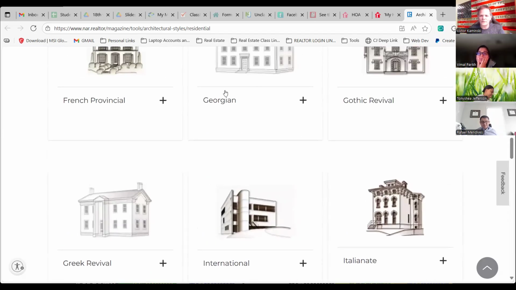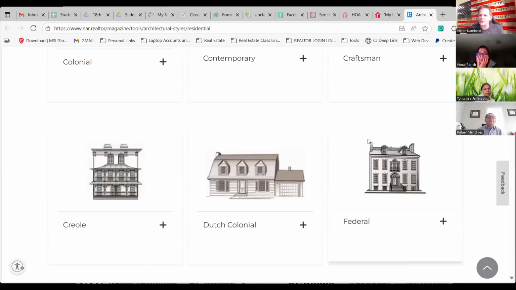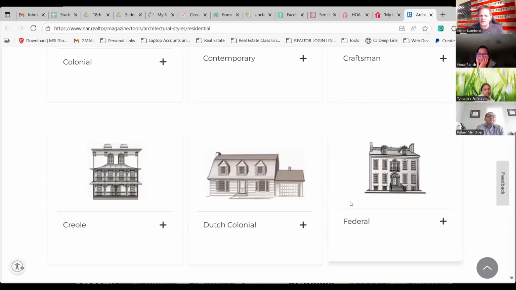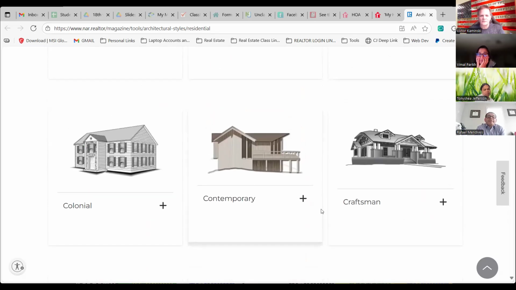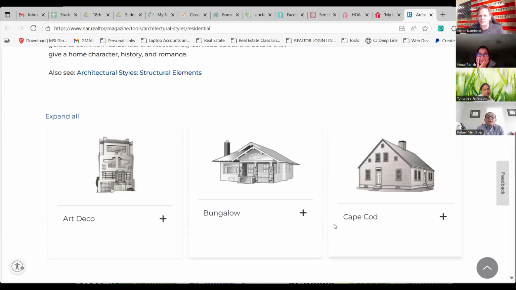So I'm putting together a more detailed architectural style guide, but either way, it's important for you to be familiar with different architectural styles. Like the colonial, there's a lot of spins off of that. Look, the Dutch colonial, colonials. Here's a colonial, craftsman, Cape Cod. I live in a Cape Cod style house.